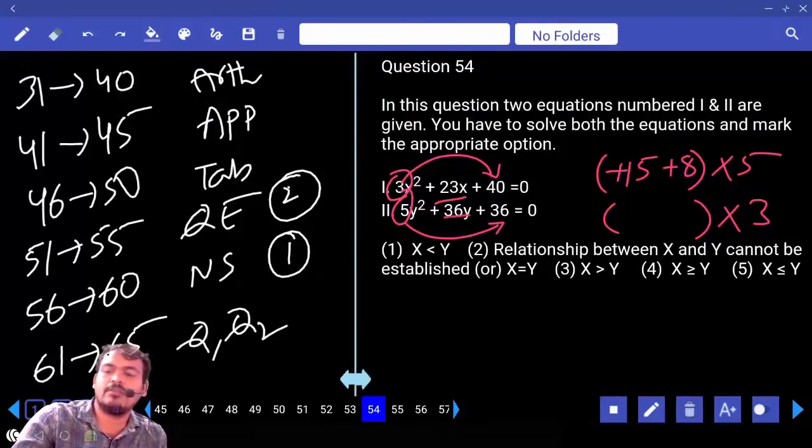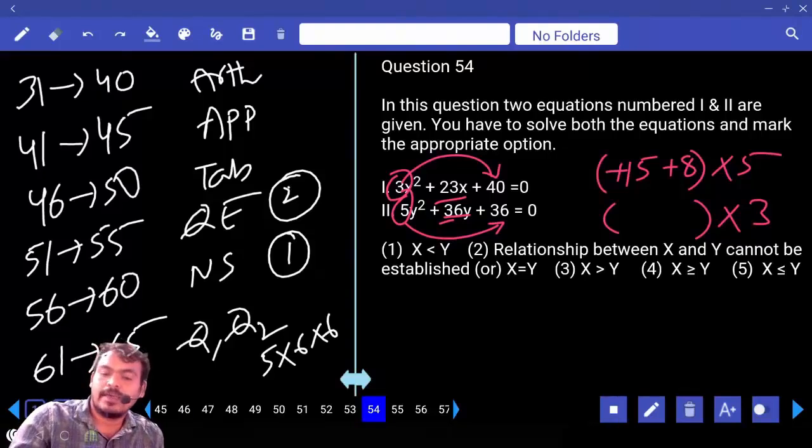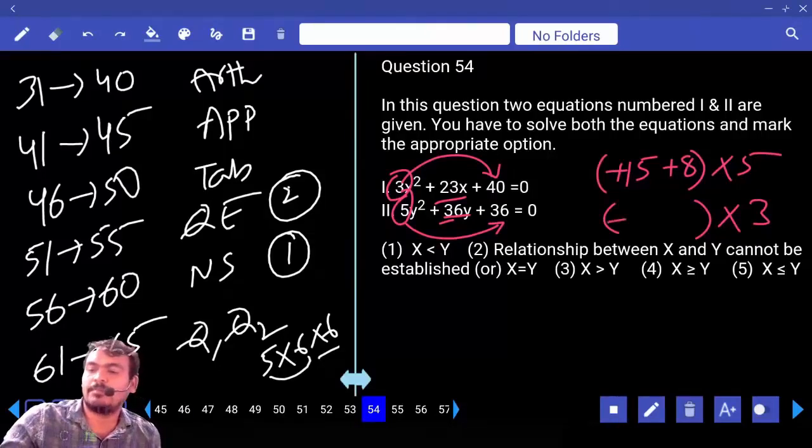But the sum value we require is how much? 36. What is the possibility? 30 and 6, or not? 30 and 6. 5 into 36 means I write 5 into 6 into 6, or not? 5 into 6 how much? 30. What is the remaining value? 6. One will be plus 30, another one is plus 6.